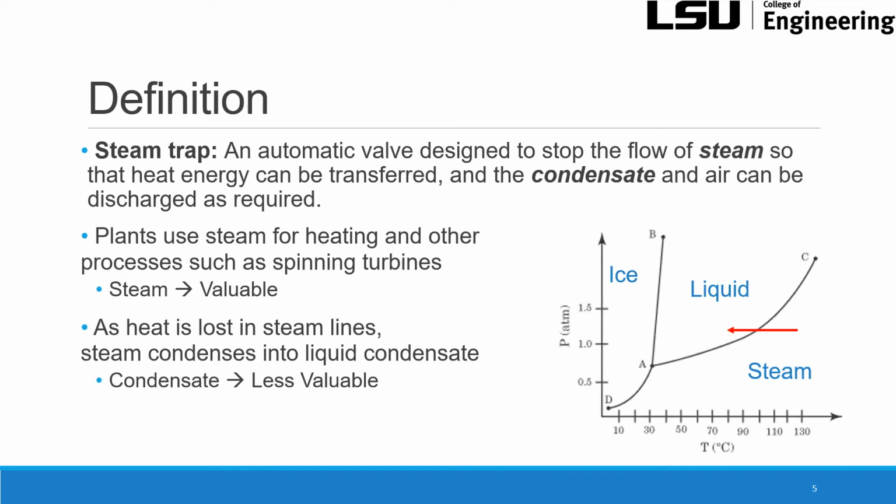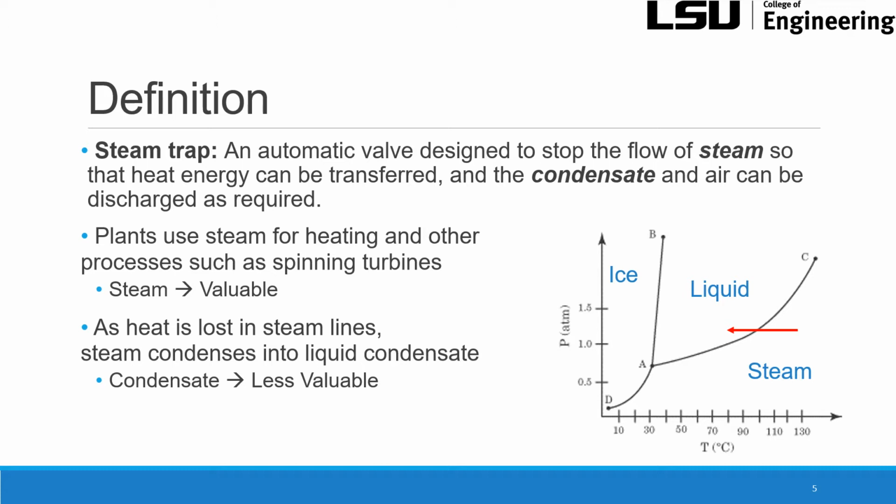The next important aspect of this definition that we want to talk about is the steam and the condensate. So plants use steam for heating process fluids or for driving equipment such as turbines. In fact, 90% of the world's power is made from steam-driven turbines. However, as we've talked about previously in this class, whenever heat energy is lost within steam lines, the steam will condense and turn into liquid condensate.